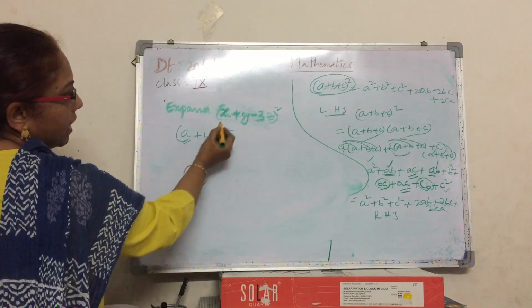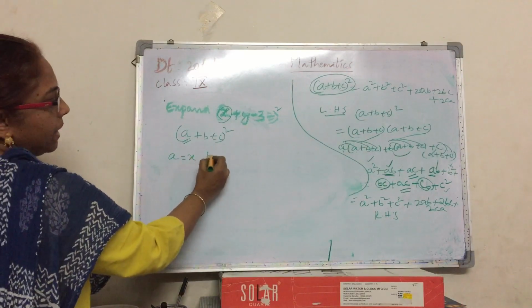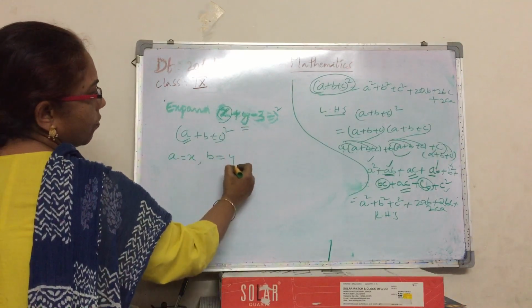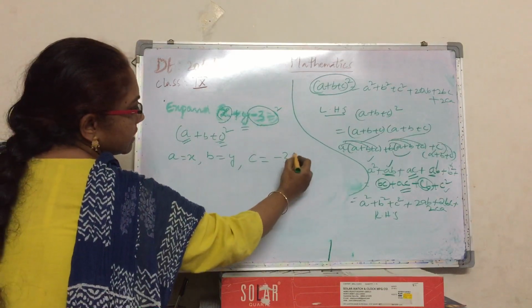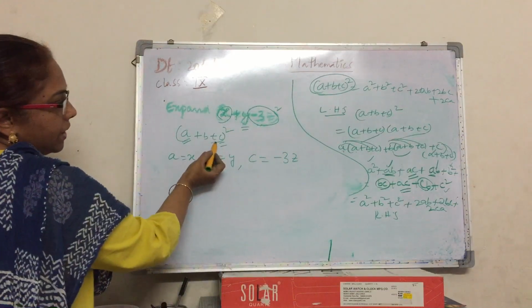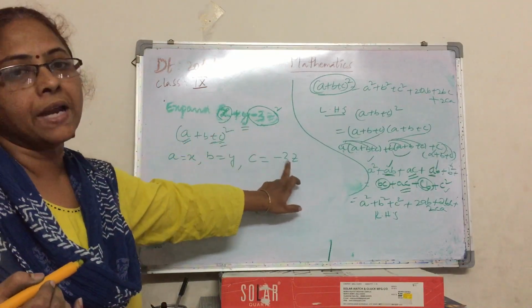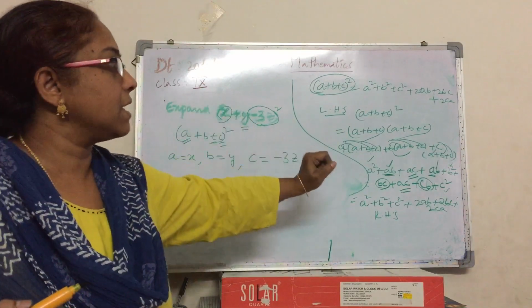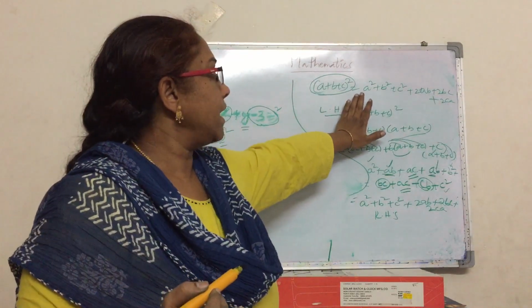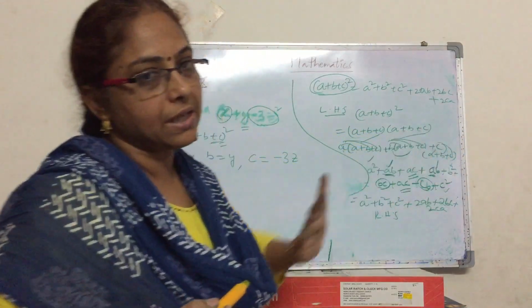Here in place of a, what is in the given question? x. In place of b, what is there? y. In place of c, what is there? Minus 3z. According to the formula it is plus, here it is minus. So what is the c value? Minus 3z. Now for (a plus b plus c) whole square, what is the identity we have? On the other side, a square plus b square plus c square plus 2ab plus 2bc plus 2ca.